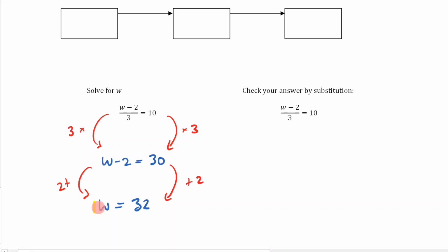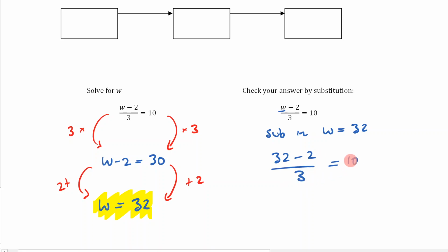How could you now check whether in fact this is the correct answer? Well, you could sub it into the original equation and see if you get it correct. So sub in w is equal to 32. So into the w spot, I'm going to put 32. And this should be equal to 10.